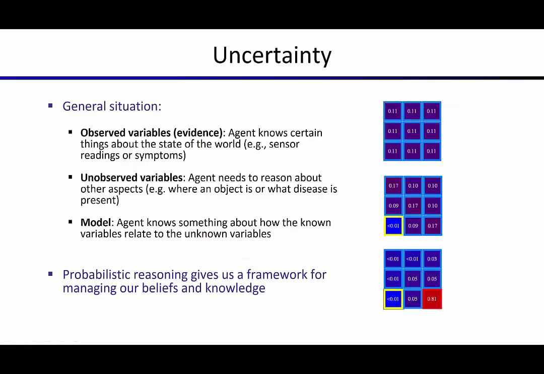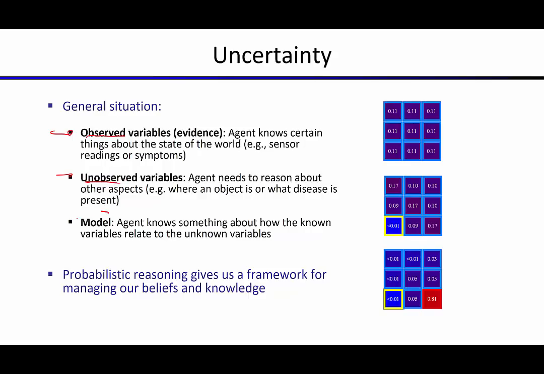All right. So the general situation is one where we have some variables that are observed. This would be the sensor readings. And the agent knows certain things about the state of the world thanks to that. Then there are unobserved variables, usually the variables we're interested in. Where the ghost is an unobserved variable until we use the hit action, at which point we find out, but it might be too late if we use it in the wrong place.